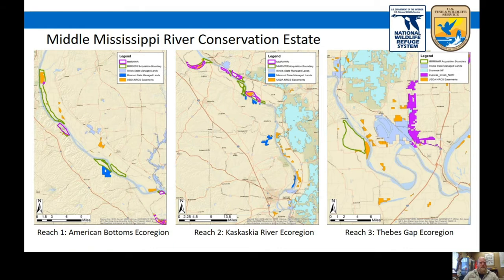Dark blue shading is Missouri State properties, MDC and DNR. Orange shade is private lands, NRCS easements. Illinois DNR is in light blue, and then Shawnee National Forest owned and managed property is in the sky blue.